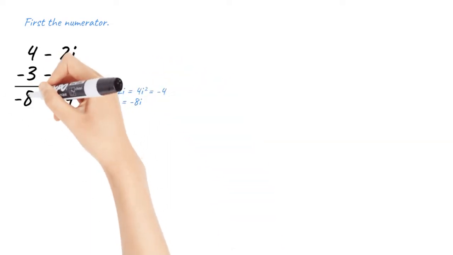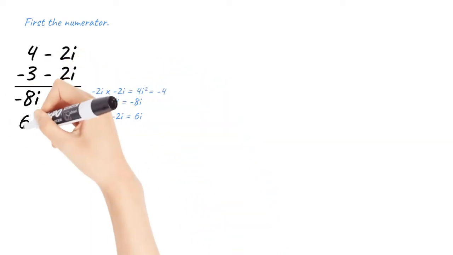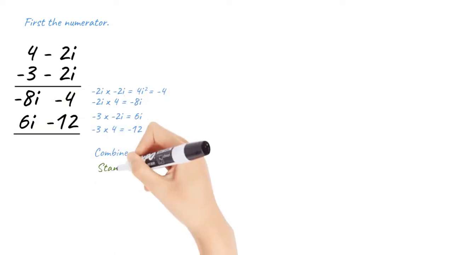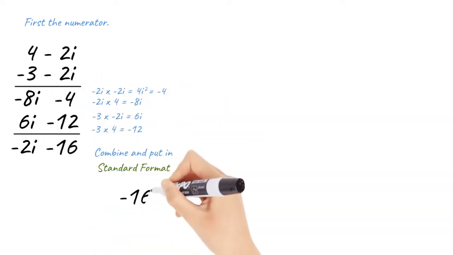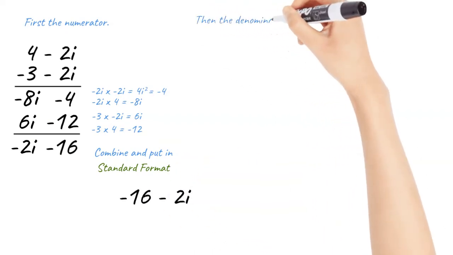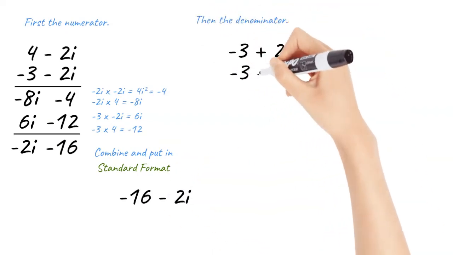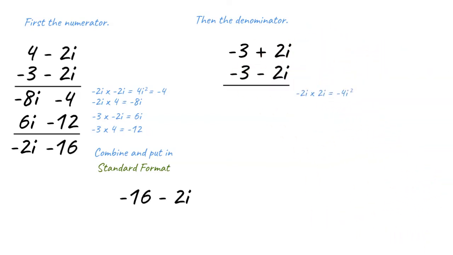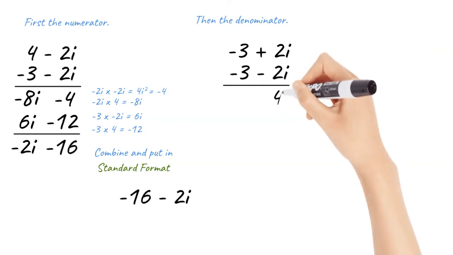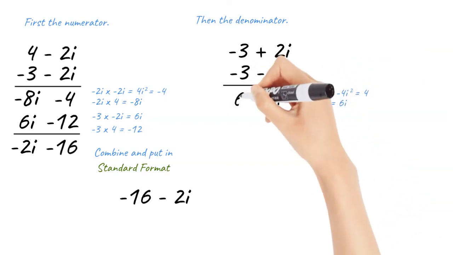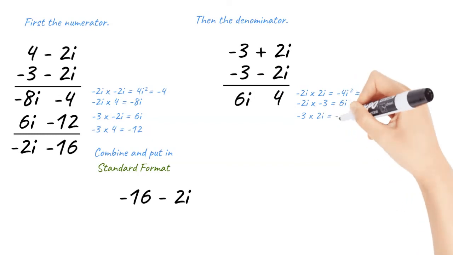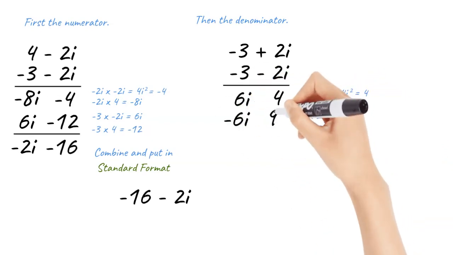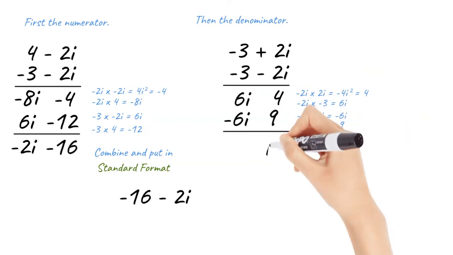Go ahead and multiply that now. Combine your like terms and write the numerator in standard format. Then multiply the denominator, repeating the process of writing like terms over each other and then combining them. Finally, reduce if possible and write in standard format.